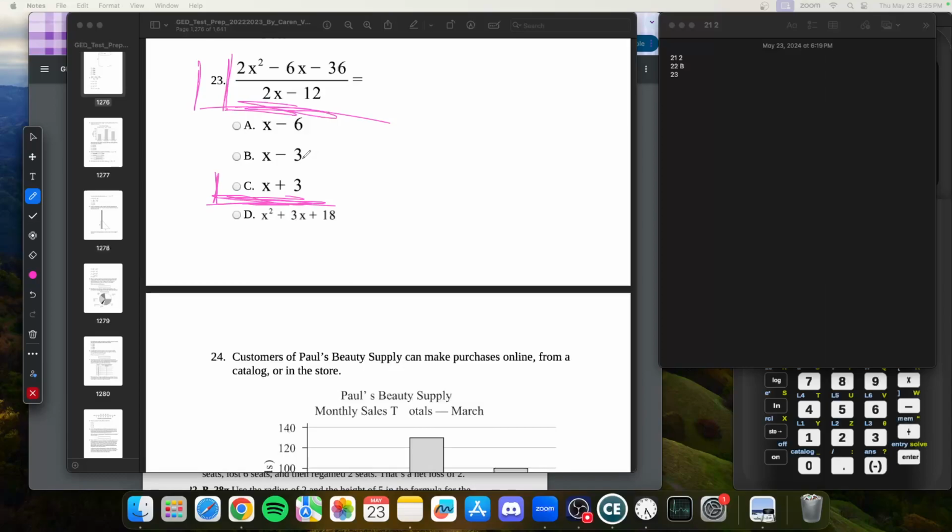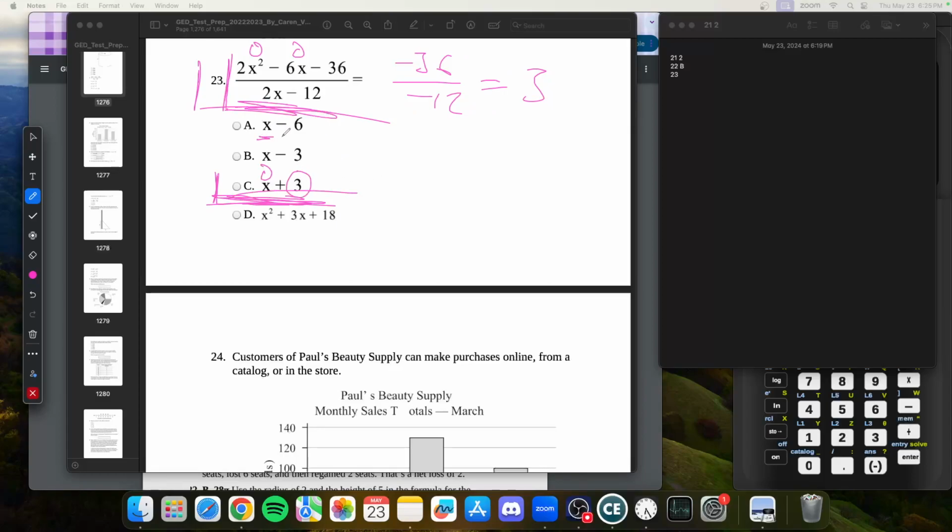So very simply, let's just try 0. If x is 0, hopefully this is very, very easy. 0 minus 36, well, that's minus 36. 0 minus 12 is obviously negative 12. So negative 36 divided by negative 12, that's literally 3. So if x is 0 here, we get 3, right? That's perfect. That's what we're looking for.